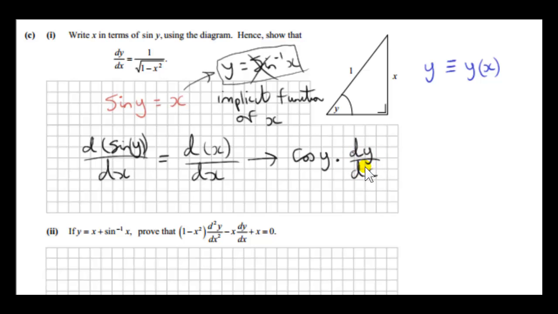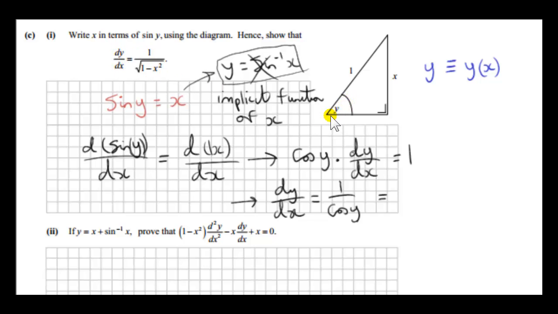On the right hand side we have the derivative of 1x with respect to x. Well, that's just 1, the coefficient of x. So now we can rearrange this to get dy/dx. So dy/dx is 1 over cos y. But notice now that we can get dy/dx in terms of x using this right angle triangle. That's what we want after all, dy/dx in terms of x.